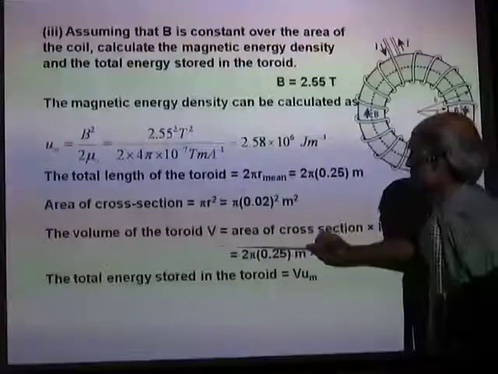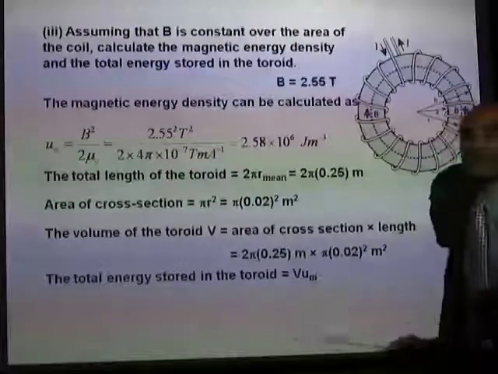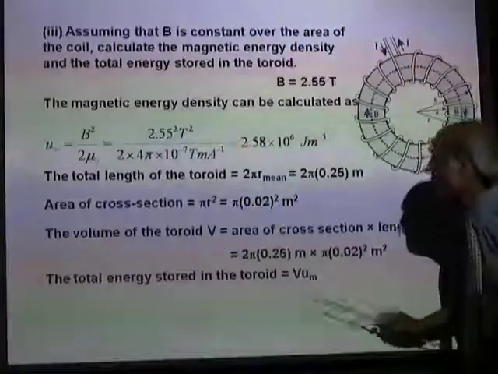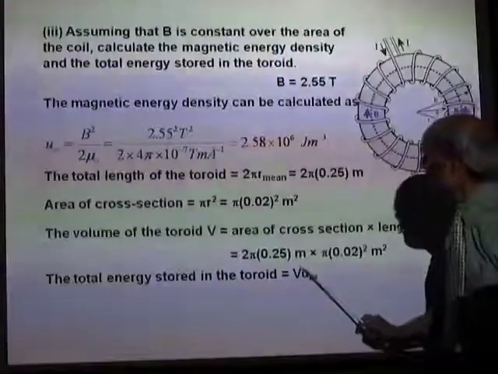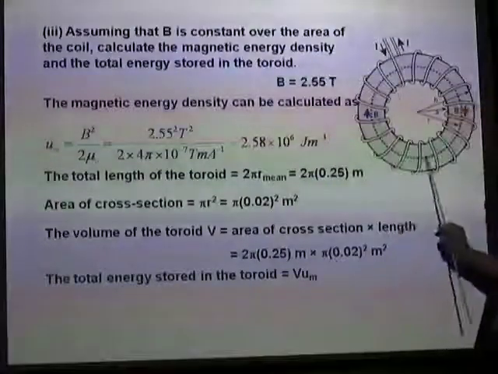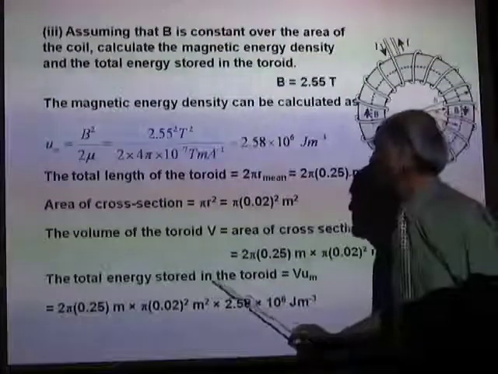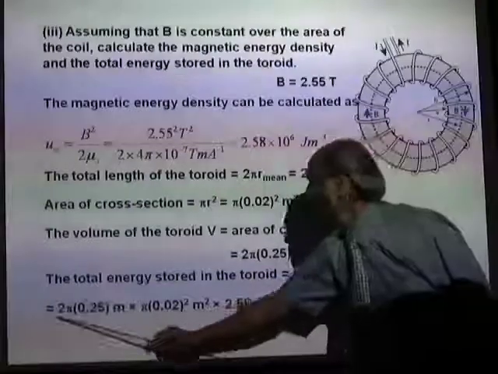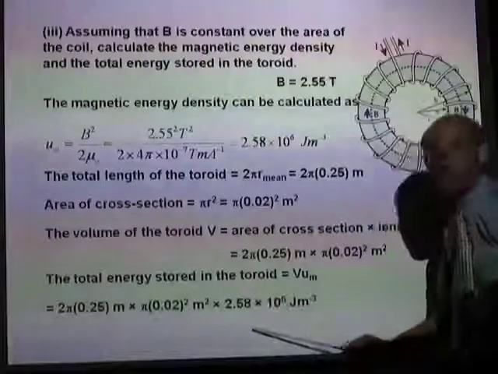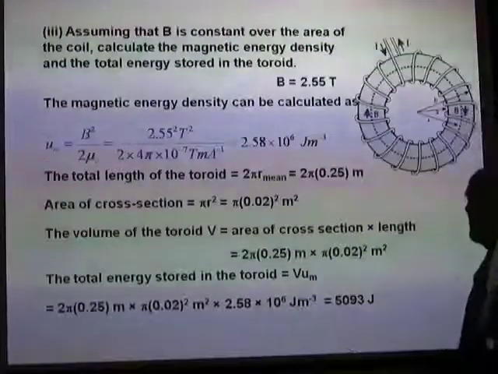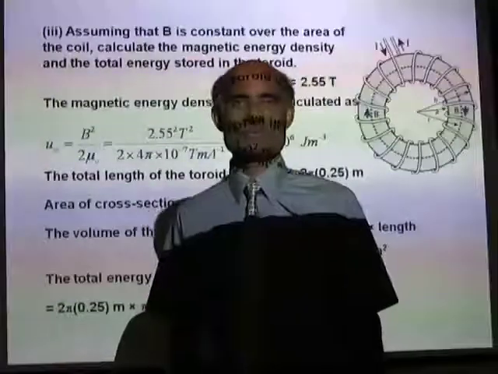And the energy stored in the toroid is V times energy per unit volume. Is that right? We just calculated the energy per unit volume, and if you multiply that value with the volume of the toroid, that will give you the total energy stored in the toroid. So that will be the volume of the toroid times energy per unit volume, and that is 5093 joules is the total energy stored in the toroid.